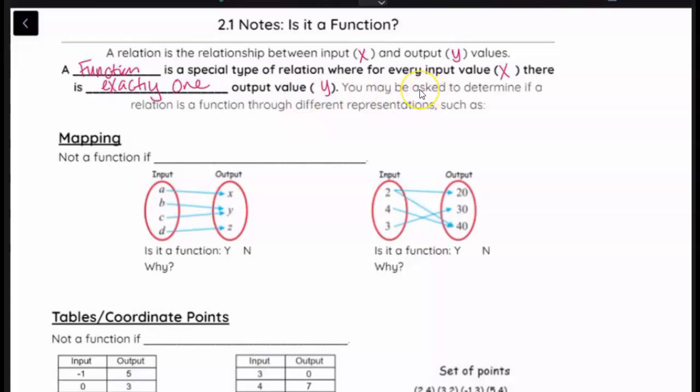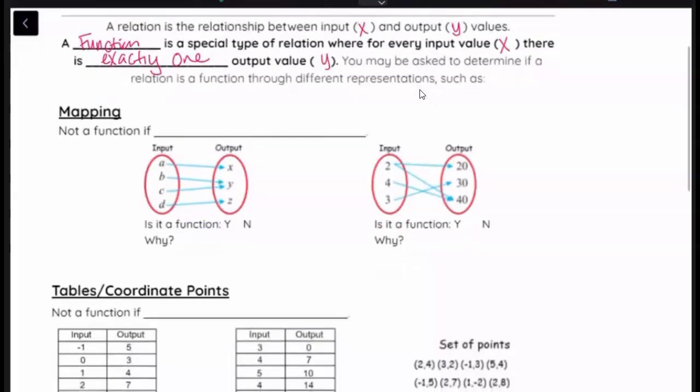And you may be asked to determine if different types of representation are functions, so the first representation we are going to be looking at is mapping. If we look at mapping here, it is not a function if an output value points to two or more input values. So if our mapping has an output value that points to two or more inputs, it is not a function.